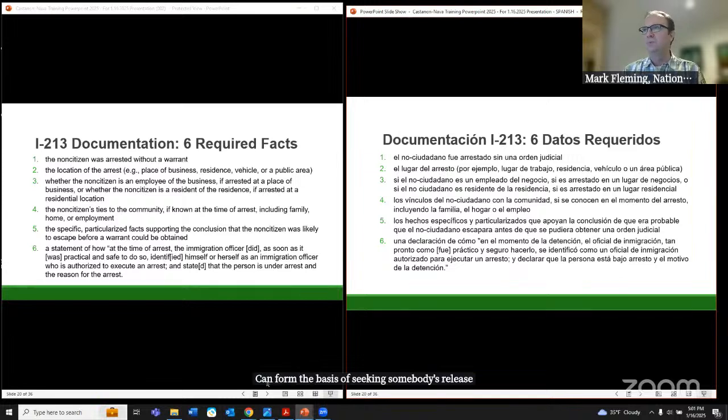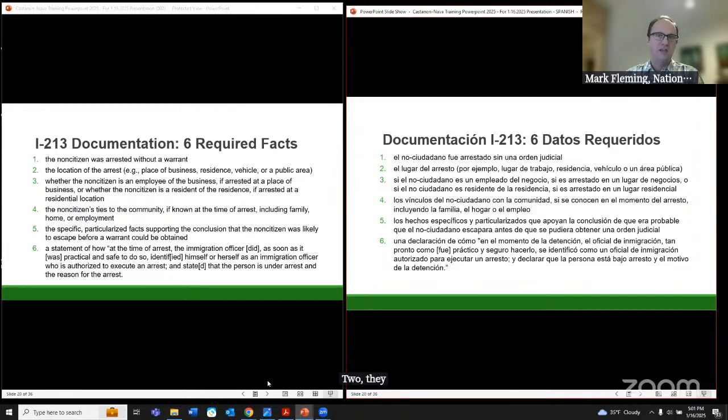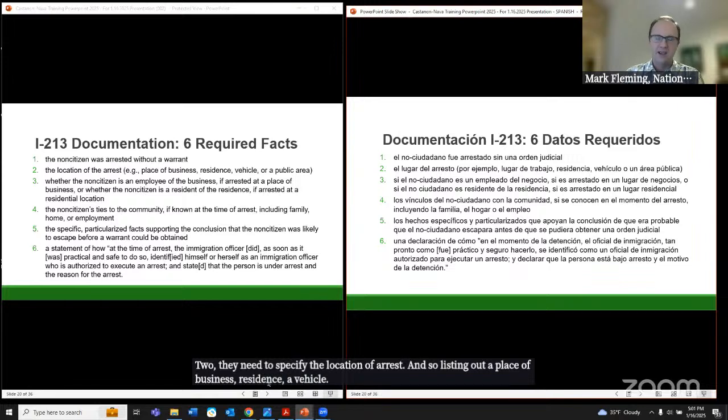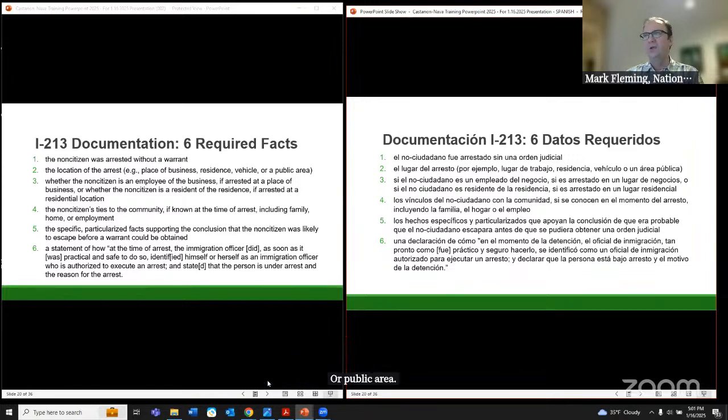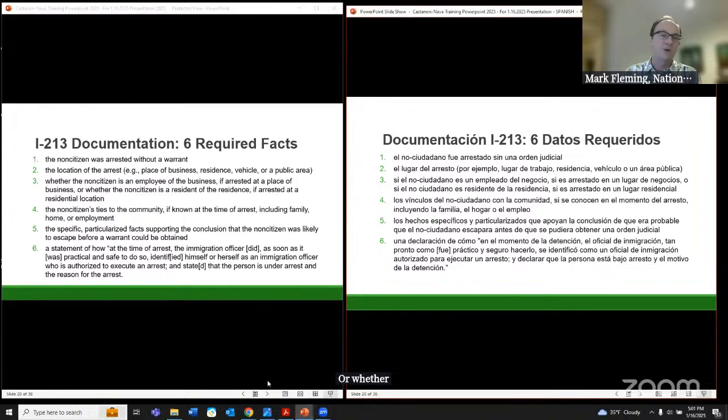So the first one is that the non-citizen was arrested without a warrant. 2, they need to specify the location of arrest, and so listing out a place of business, residence, a vehicle, or public area. 3, whether the non-citizen was an employee of the business if they were arrested at a business, or whether the non-citizen is a resident of the residence if arrested at a residential location.